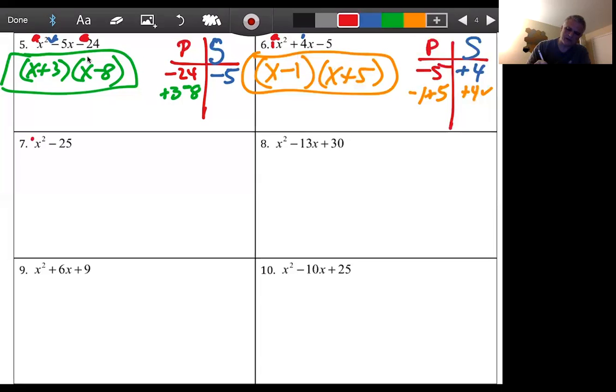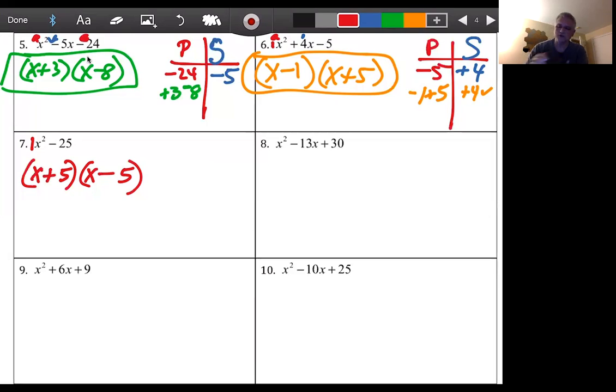Okay, here we go again. There's only 2 of them. Could you do product sum? Yes, but you don't need to. X squared is a perfect square. 25 is a perfect square. And there's a minus in between. So you can go straight there.